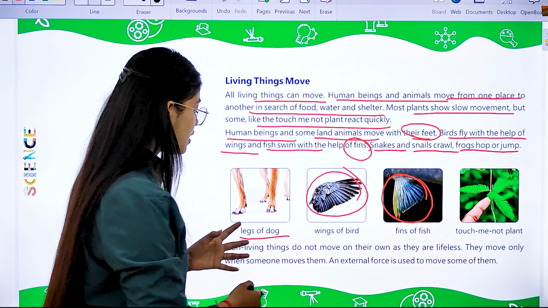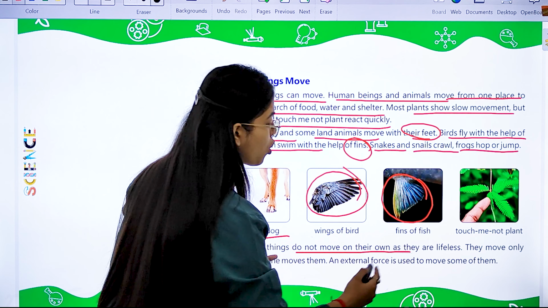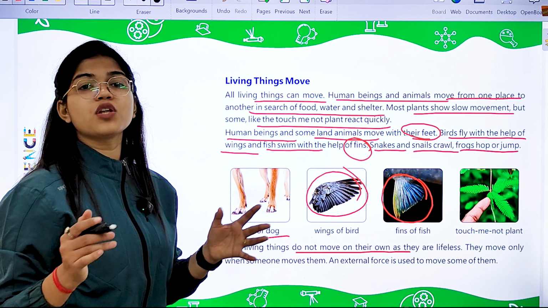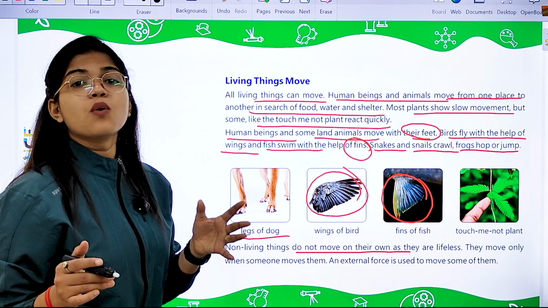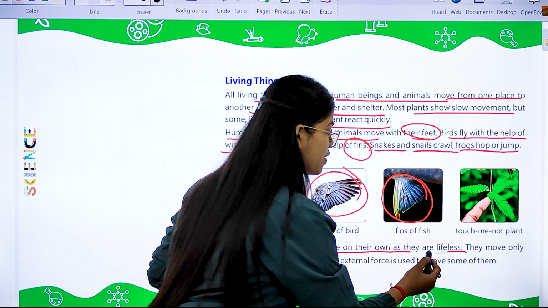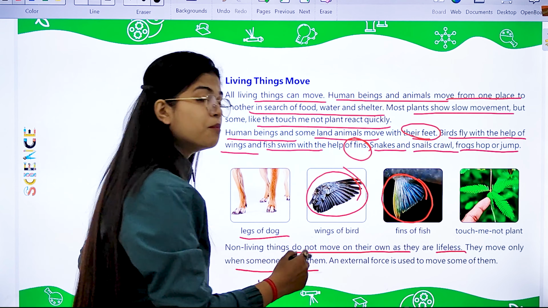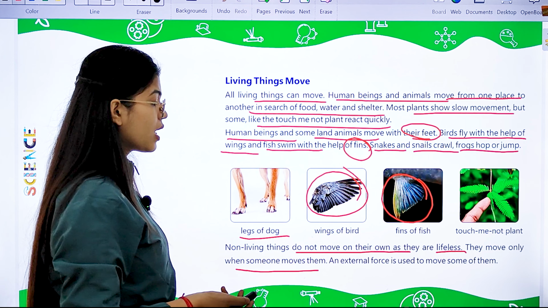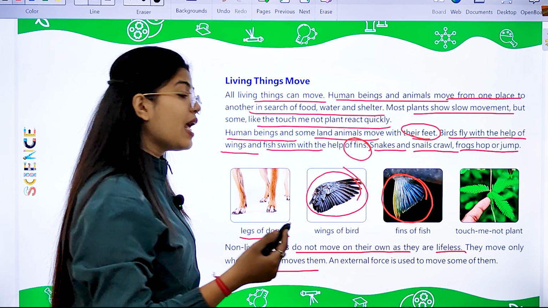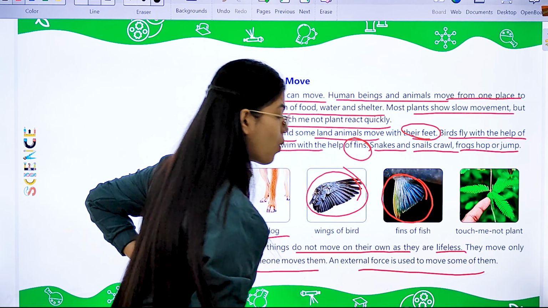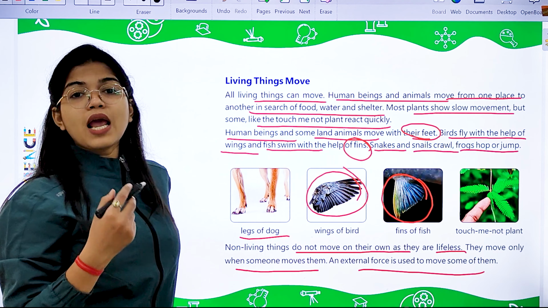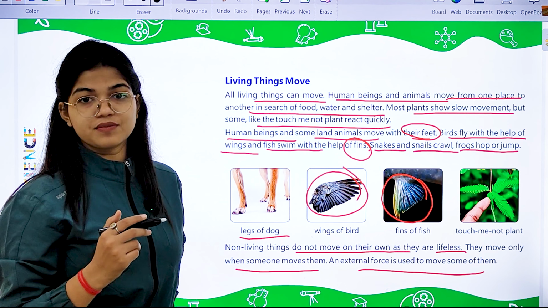But non-living things do not move on their own. They cannot move on their own from one place to another. Why? Because they are lifeless. They can move only when someone moves them. Okay? That means an external force is required to move any non-living thing.